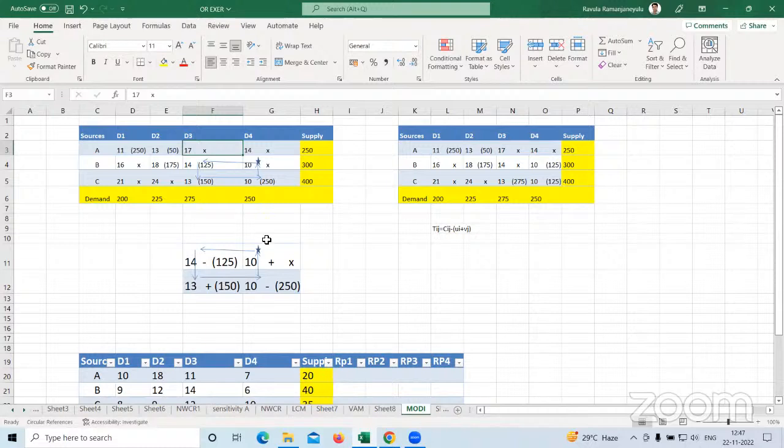How are we deducting, sir, this one? 14 minus 125. So wherever we got a negative value, in that cell, in the cell 10, we need to consider plus. The next loop started from here to there, minus, then plus, then minus, alternating: plus, minus, plus, minus.